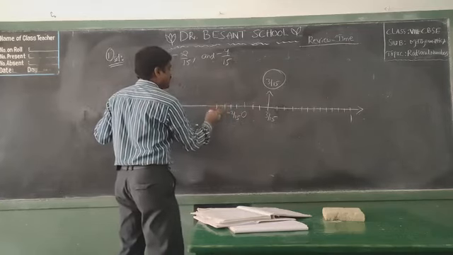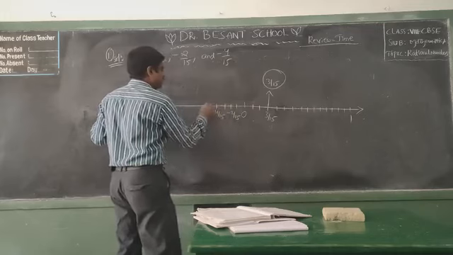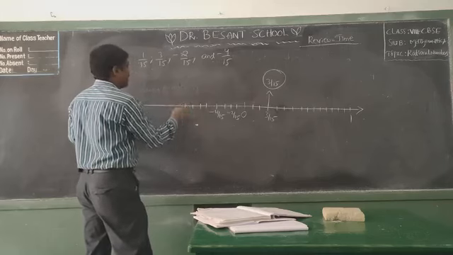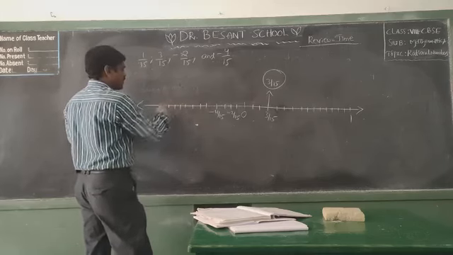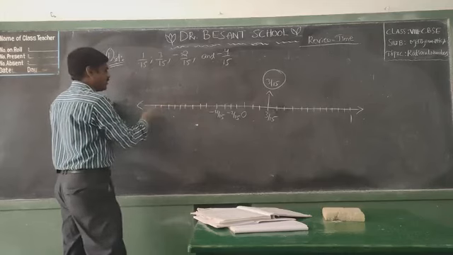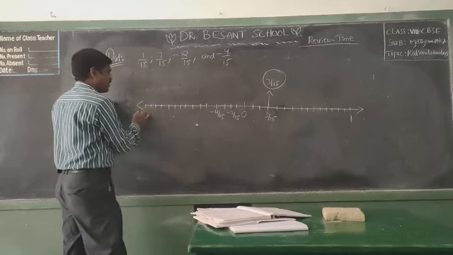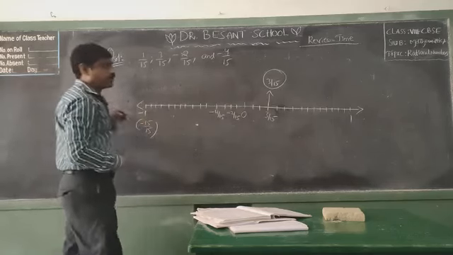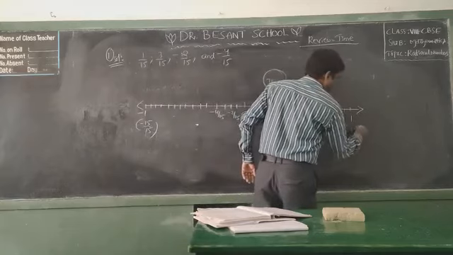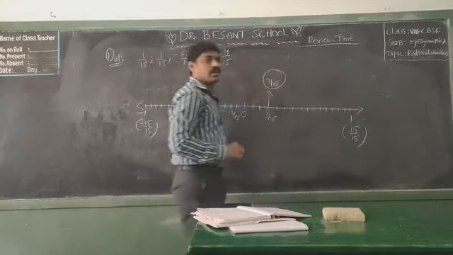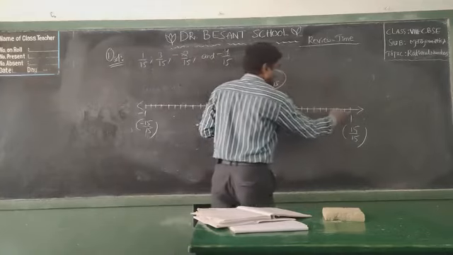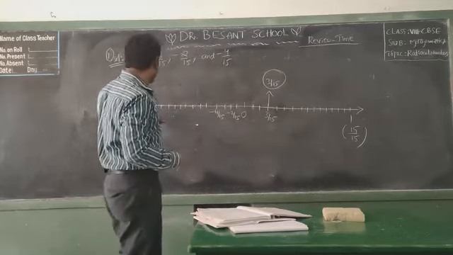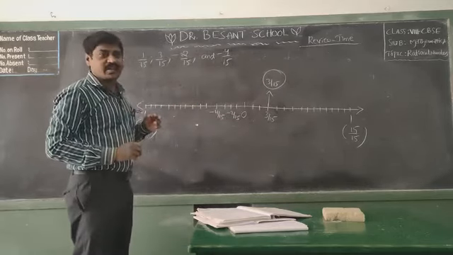Next, minus 1 by 15, minus 2 by 15, minus 3 by 15, minus 4 by 15, and so on up to minus 15 by 15, that is equal to minus 1. See, minus 15 by 15 is equal to minus 1. This is 15 by 15, that is equal to 1. So towards the right, 0 to 1, this 1 unit is divided into 15 equal parts. Like this, towards the left, 0 to minus 1, this 1 unit is divided into 15 equal parts.